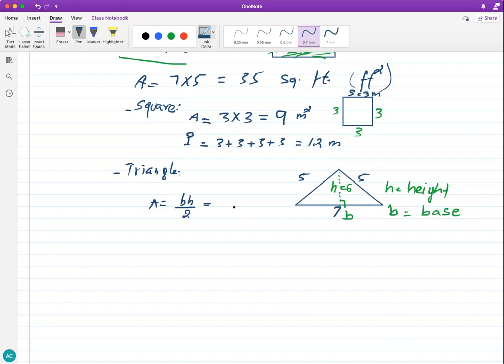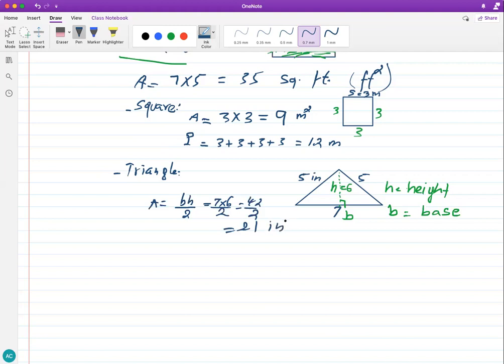So B times H. 7 times 6. 6. The height. That's right, the height. And divided by 2. 7 times 6, 42, divided by 2. That's 21. And again, we need to have a unit. We can't just say 21 something. It has to be a specific unit, whatever it might be. Meter, inches, feet. Let's use inches again.